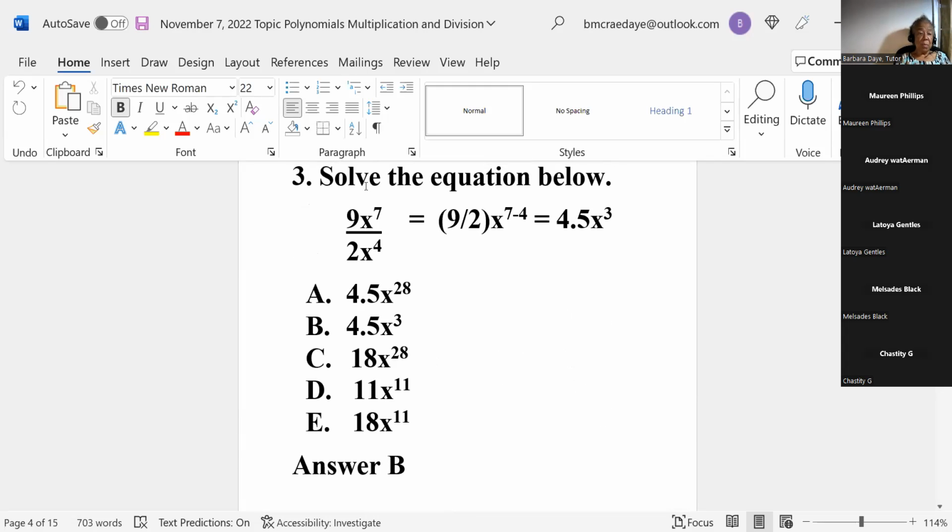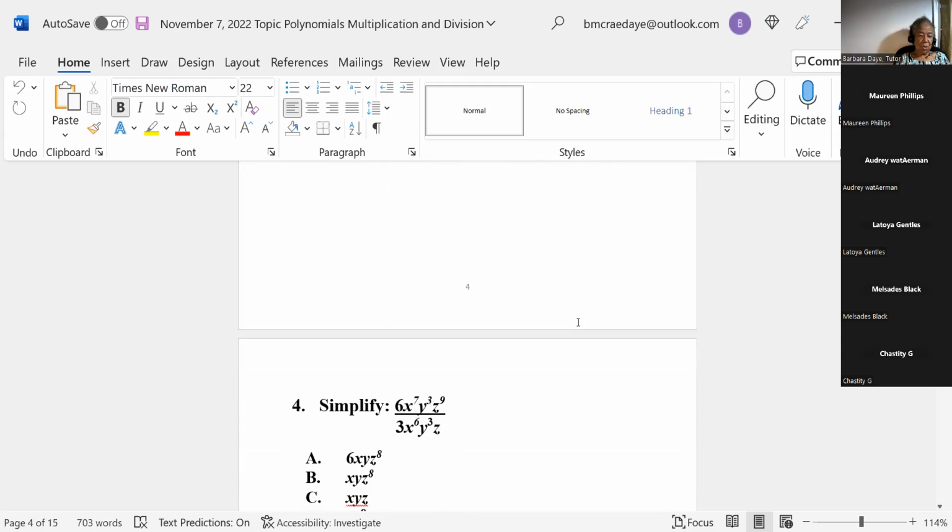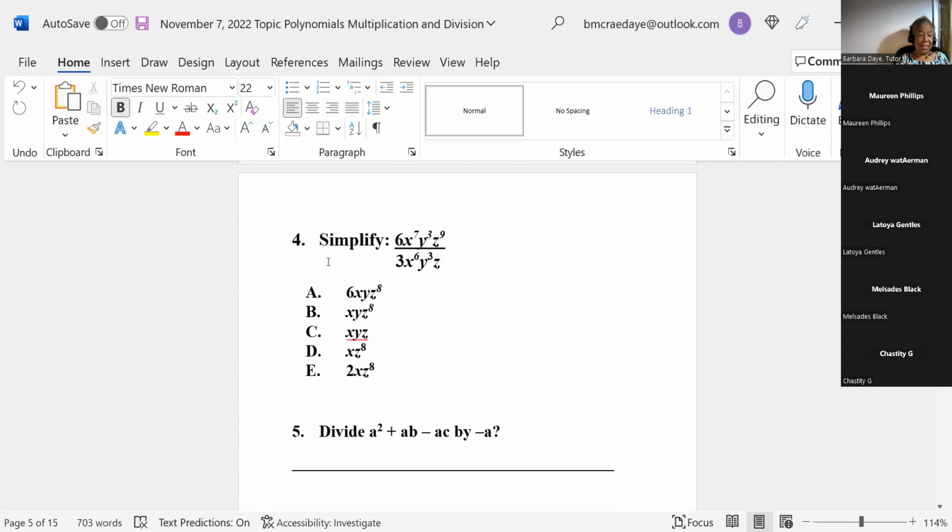Okay. Well, just remember, you do your coefficients. 9/2 is 4.5. Then you do your power. Subtract the power of the denominator from the power of the numerator. Okay, let's go to number 4. That's another division. It says simplify, but it's another division. All right, so I want you to do that one. Let me make it bigger.